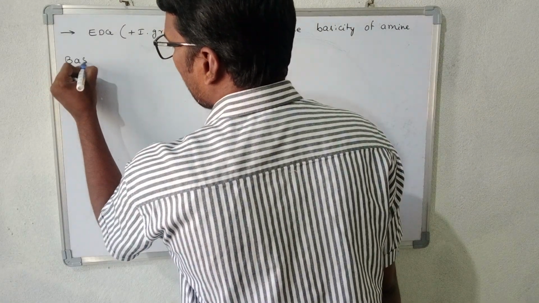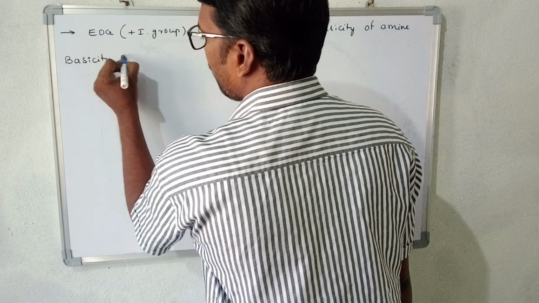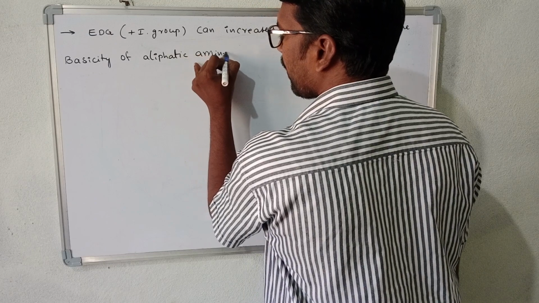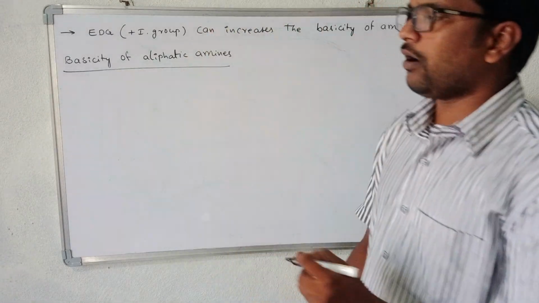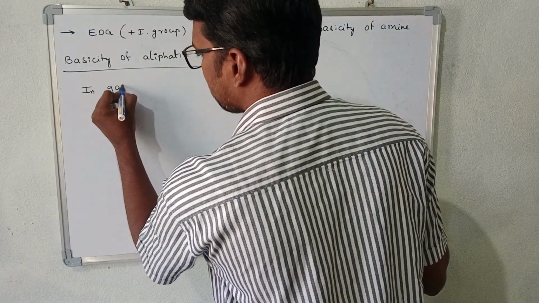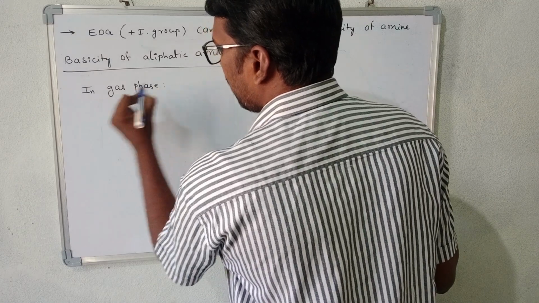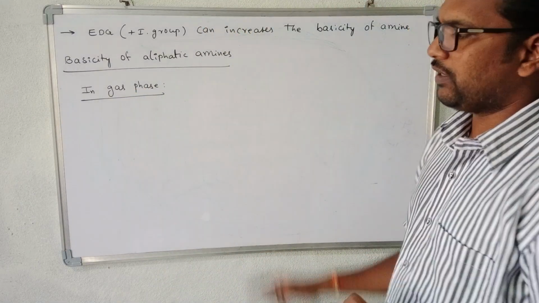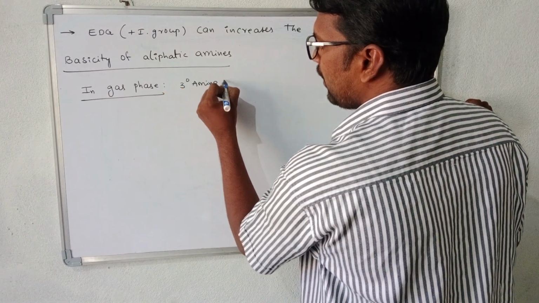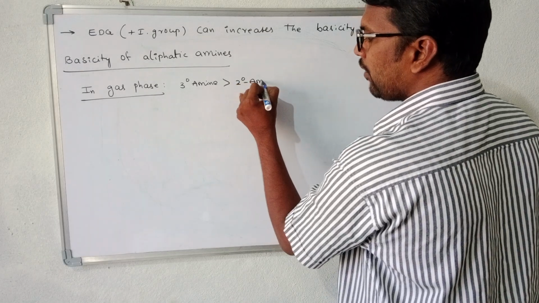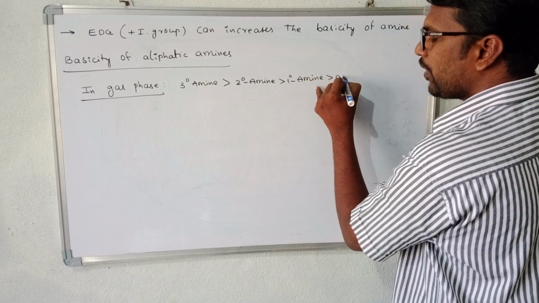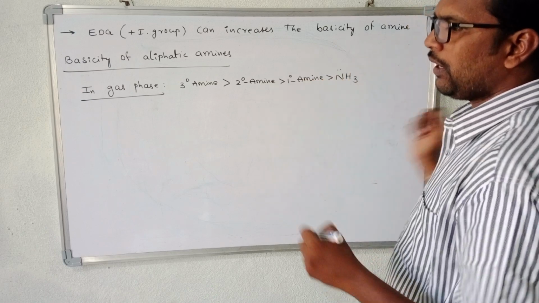While studying basicity, we studied one by one. First we studied the basicity of aliphatic amines, in two cases. One is in the gas phase. When you take the gas phase, the order is that tertiary amine is more basic than secondary amine, which is more basic than primary amine, which is more basic than ammonia. Remember, this is in the gas phase.